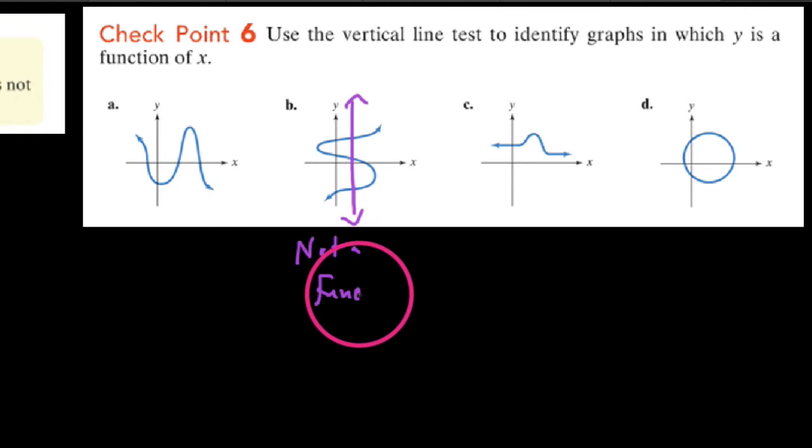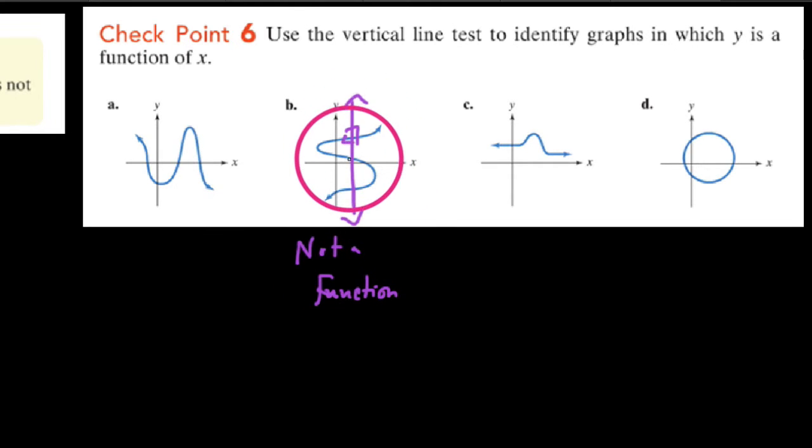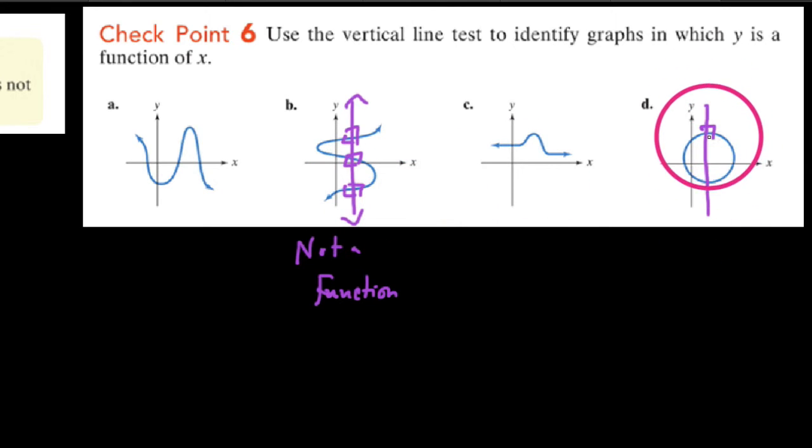And again, because it's not one-to-one, we have x values going to more than one output, which would be along this vertical line right here. And also it fails the vertical line test. And of course, the last graph that's going to fail the vertical line test is going to be this one over here. So this is not a function.